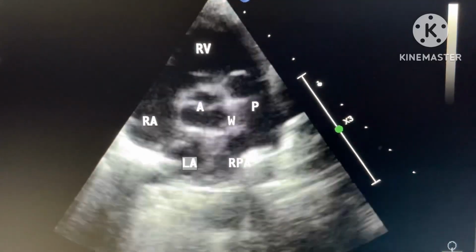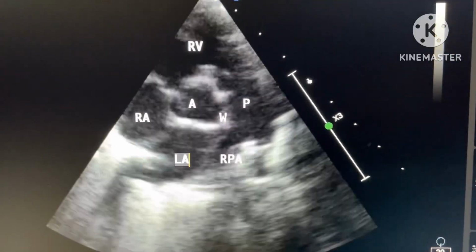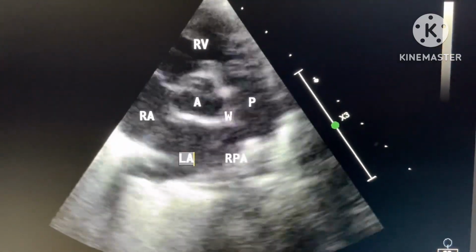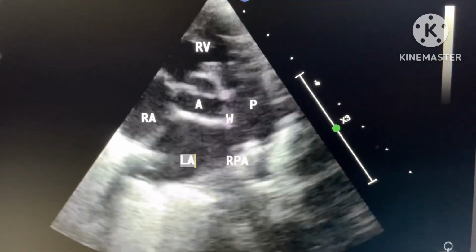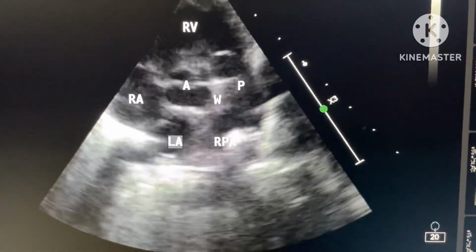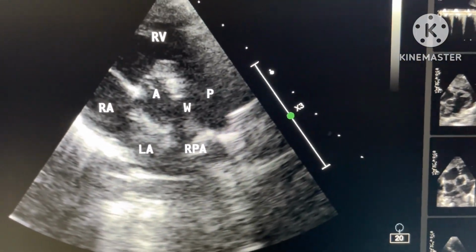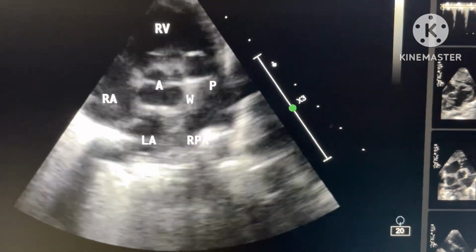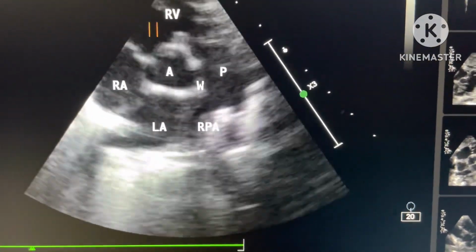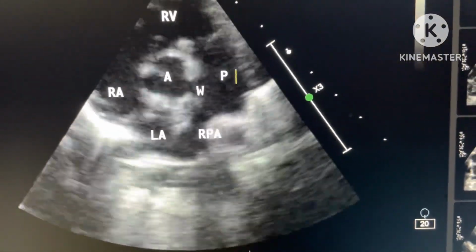This is the case of aortopulmonary window defect. This is parasternal short axis view. In this image you can see the structure. This is left atrium, right ventricle, pulmonary artery, A for aorta and P for pulmonary artery.